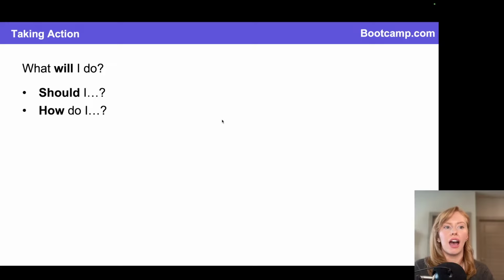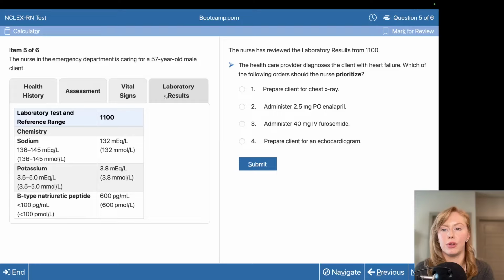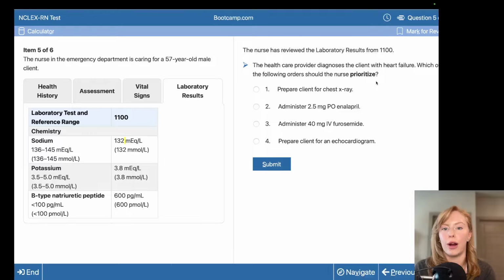All right, so next we need to look at taking action, or what will I do? Should I do it? How do I do it? The NCLEX wants to know that you can safely do the thing, right? And so here we're being asked to prioritize after diagnosing with heart failure and getting our lab results that show a low sodium, low normal potassium, and an elevated BNP. So we need to consider which of these orders the nurse should prioritize.